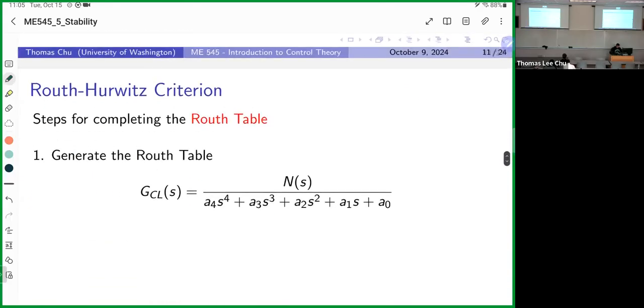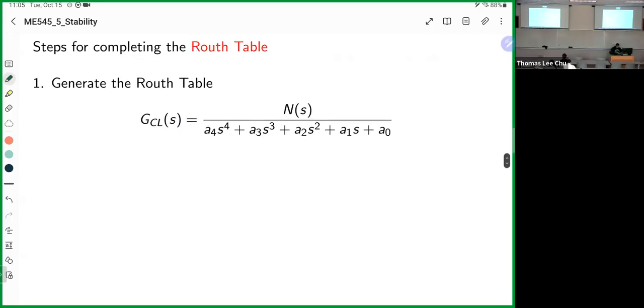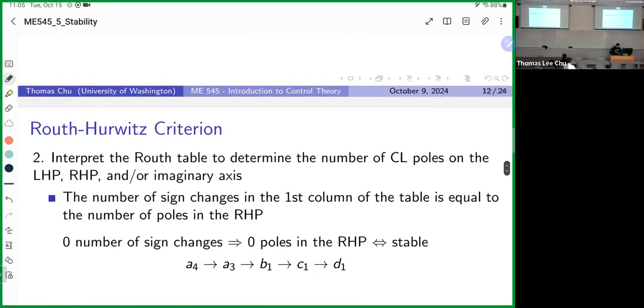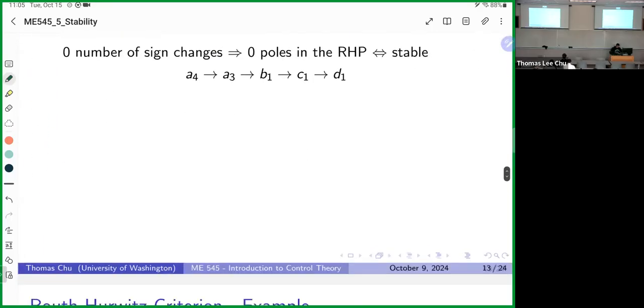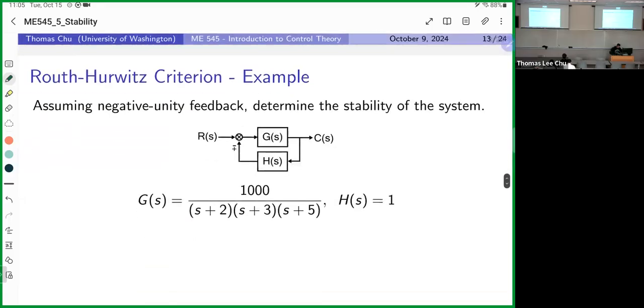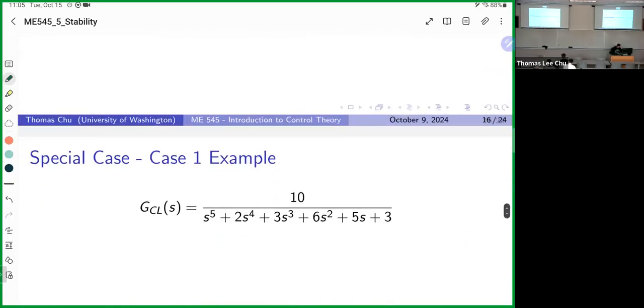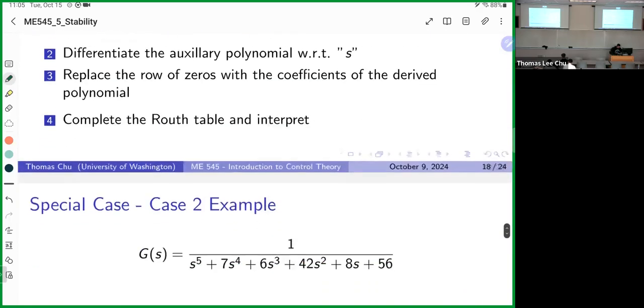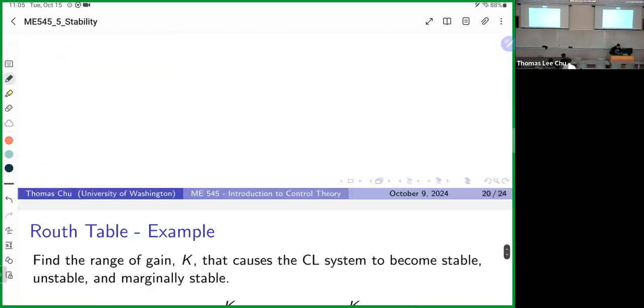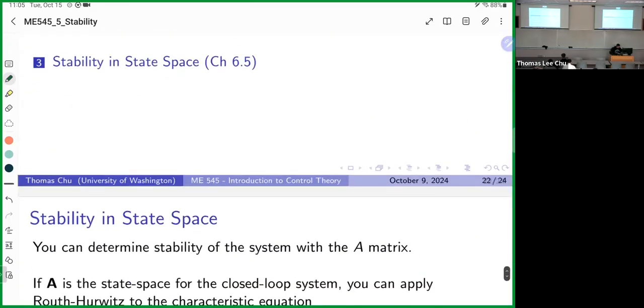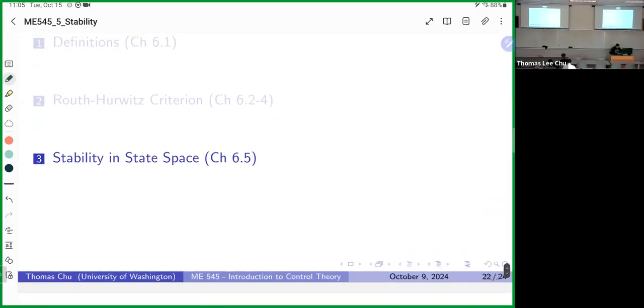So yeah, the Routh-Hurwitz, you make this table, then you find the determinant in each column, and then look for sign changes. Don't care. Special cases, don't care. Skip this. Oh yeah. All right. Straight to the end. Stability in state space. What did I have there?